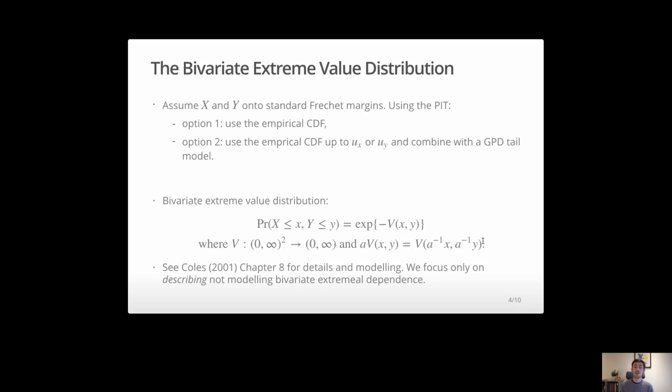But if you're interested in looking into this a little bit further, into the details of this bivariate extreme value distribution, or how it can be used in terms of modeling extreme values, then I recommend you look at Chapter 8 of the recommended text by Coles. In this lecture, all we're going to focus on is describing and not modeling the bivariate extremal dependence.